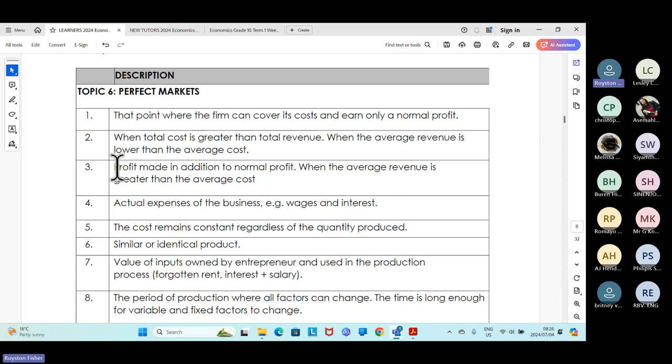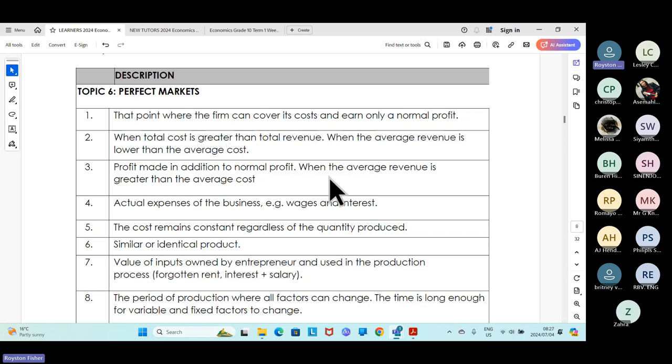Then number three, they tell us here, profit made in addition to normal profit when average revenue is greater than average cost. And here they told us by number two, average revenue is lower than average cost. So let us look at our answers. So St. Andrews says it is economic profit, and Versantekraal says it's marginal revenue. And that's the only two answers that I've received so far. And St. Andrews, you are correct because it tells us here profit made in addition to normal profit. So that is your key words, I would say, in this particular description.